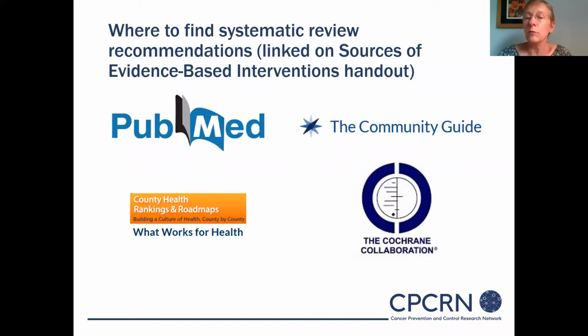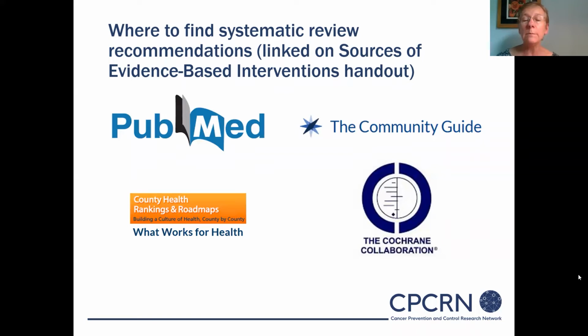Places to find systematic review findings include PubMed, so you can go to the peer-reviewed literature and search for systematic reviews. The community guide, and several of you noted that you already go to the community guide to look for evidence-based interventions. What the community guide posts are findings from systematic reviews of the literature. Another option, which is one of my favorite sites, is the What Works for Health site. And I will note that Mary sent you a document that provides links to the websites for all of these, so that you can go and look at them yourselves.